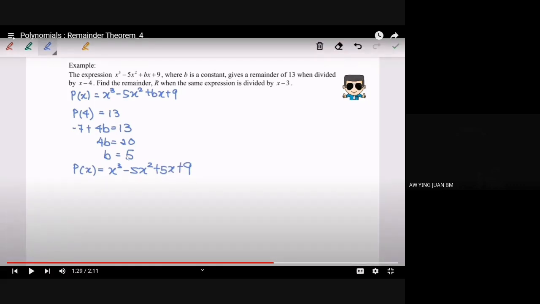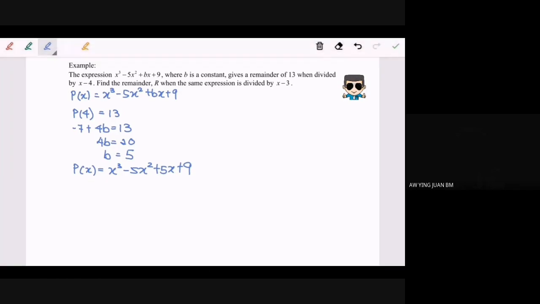Ingat saya kata apa? Bila dah dapat jawapan, jangan lupa tulis benda ini. Okay? So example macam ni, you dah biasa dah. Tadi pernah jumpa dah. Sekarang saya tambah lagi elemen dia. Iaitu, find the remainder R when the same expression, maksudnya P(x), is divided by x minus 3. Kita tengok macam mana nak jawab soalan begini.